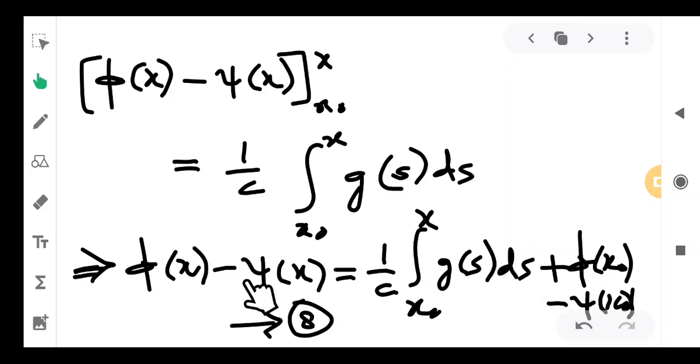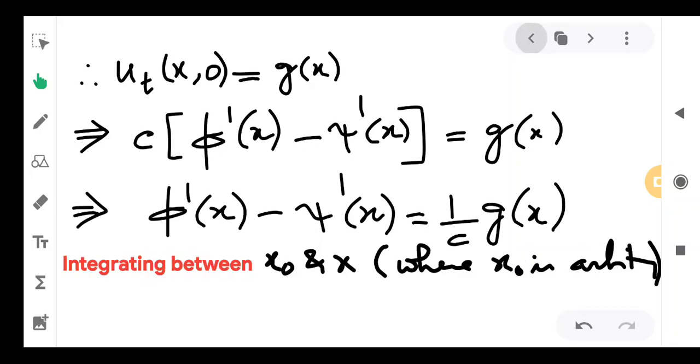Therefore, you'll be getting phi of x minus psi of x is equal to 1 by c integral x0 to x g of s ds plus phi of x0 minus psi of x0. That is equation number 8. Now look at equation number 7.